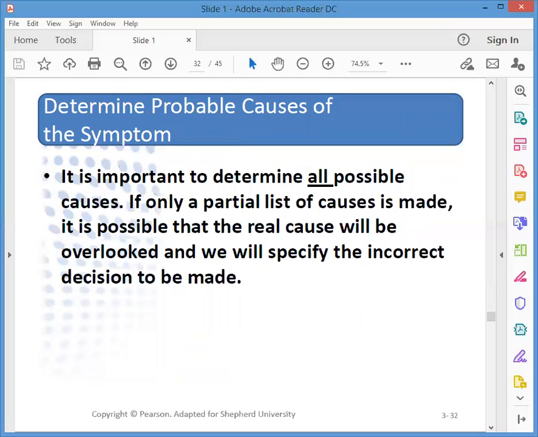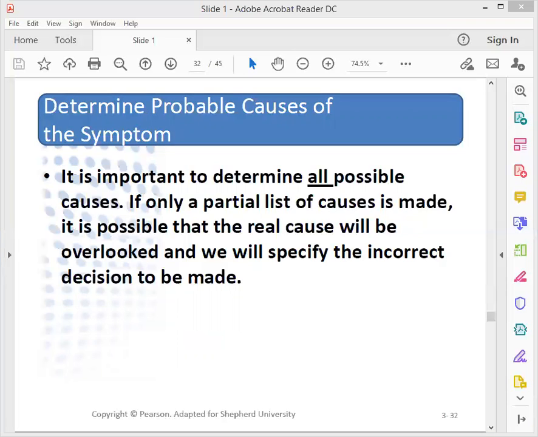Determine the probable causes of the symptom. So we have to determine all possible causes. If you do only a partial list, then the real cause may be overlooked, and we would end up making an incorrect decision. After listing the possible causes, the researcher should then narrow down the probable causes, which would be a smaller subset. And these are defined as the most likely factors giving rise to the symptoms.